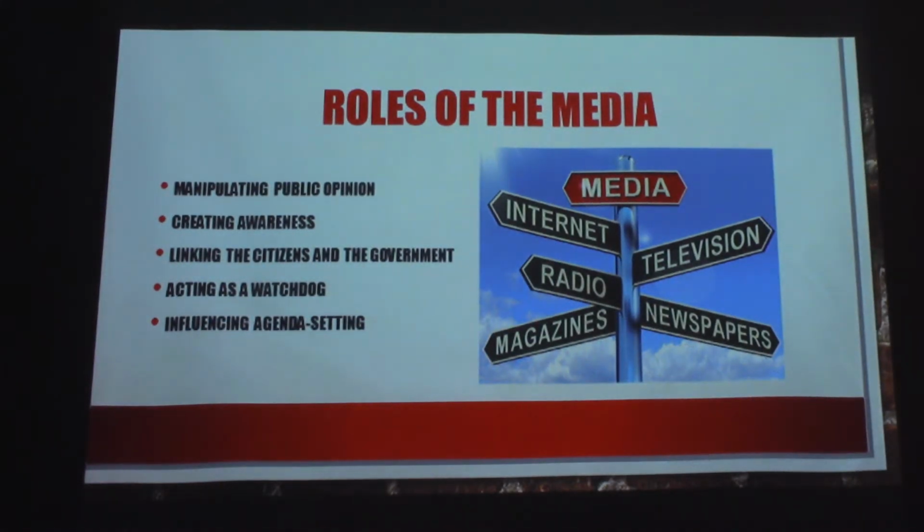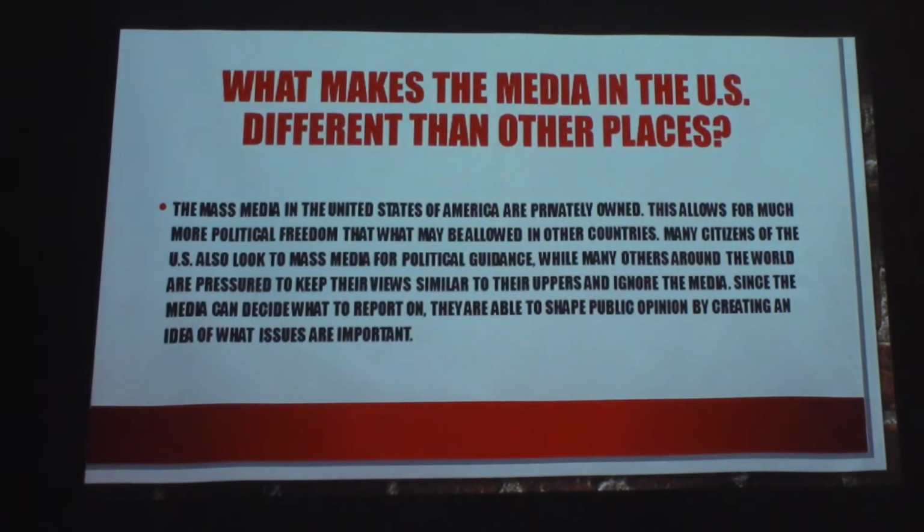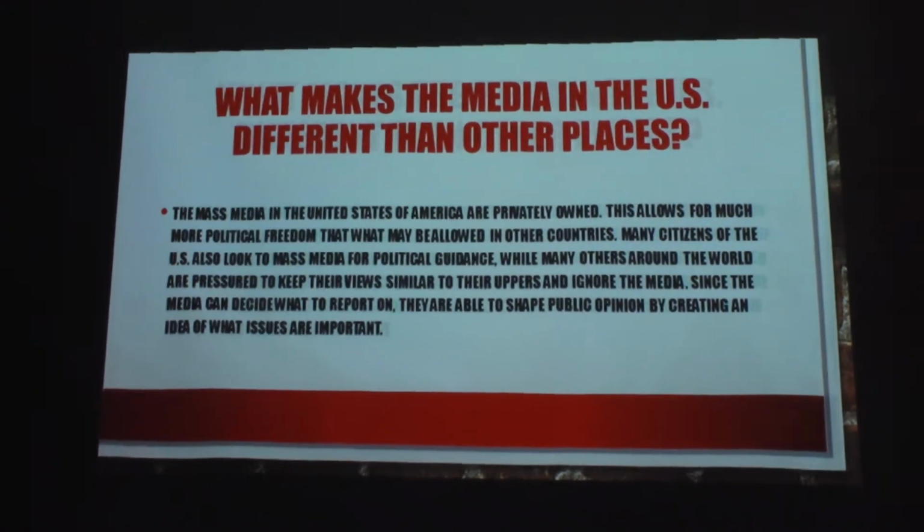Roles of the media: manipulating public opinion, creating awareness, linking the citizens and the government, acting as a watchdog, and influencing agenda setting. What makes the media in the U.S. different than other places? The mass media in the United States of America are privately owned. This allows for much more political freedom than may be allowed in other countries. Many citizens of the U.S. also look to mass media for political guidance, while many others around the world are pressured to keep their views similar to the government's and ignore the media. Since the media can decide on what to report on, they are able to shape public opinion by creating an idea of what issues are important.